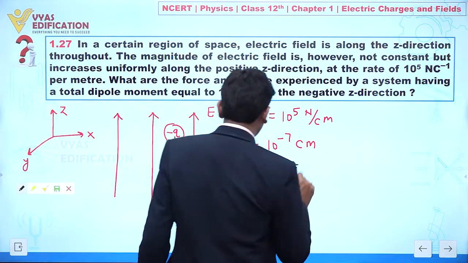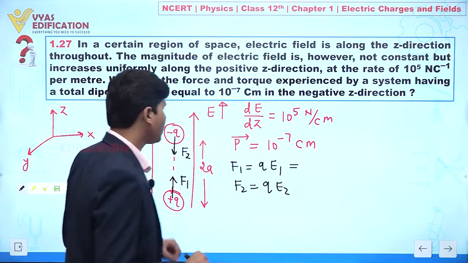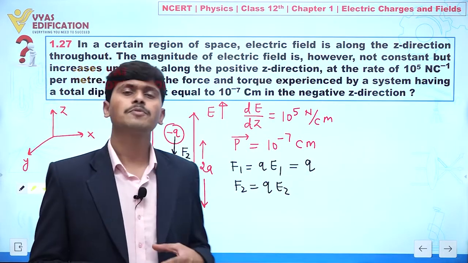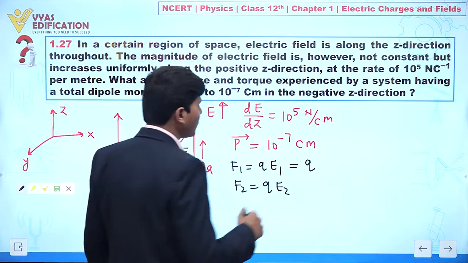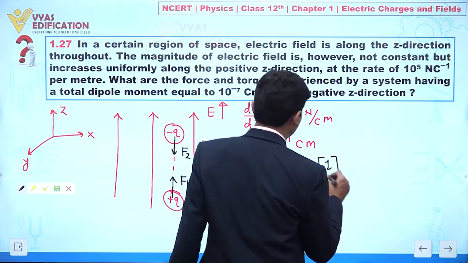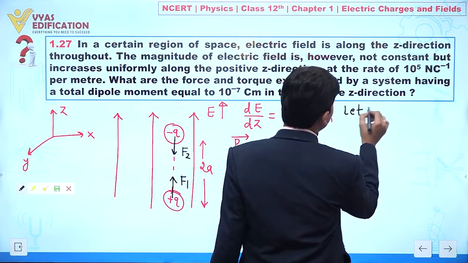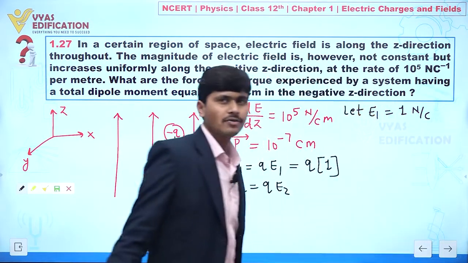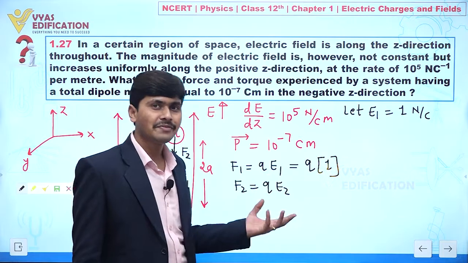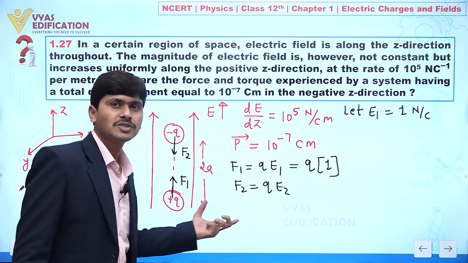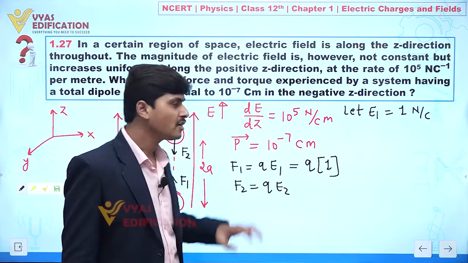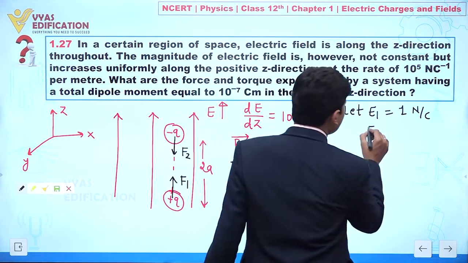Let's suppose I am assuming the electric field here is 1 Newton per coulomb. Actually it is not given in the question, I am assuming E1 equal to 1 Newton per coulomb. You may ask how you can assume, but we will find the difference, because our objective in this question is to calculate the net force on this dipole, so this value will definitely cancel out. So what is the value of E2?